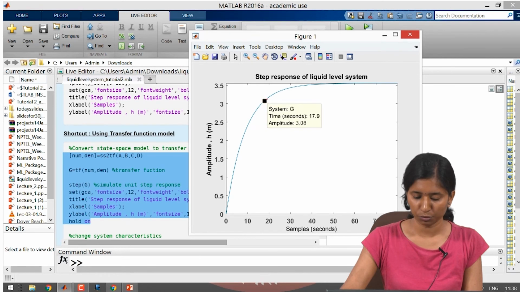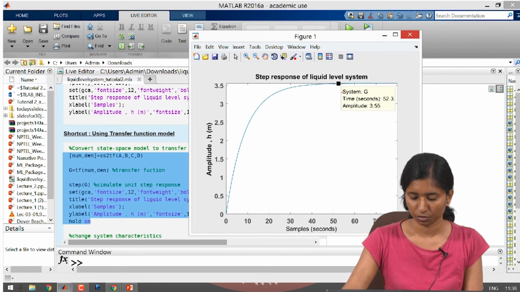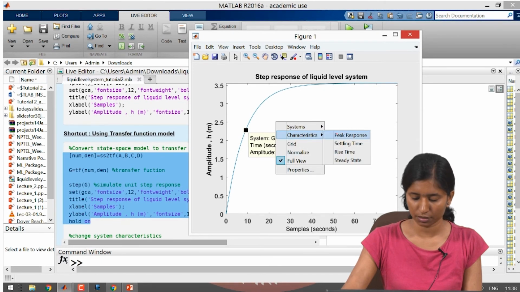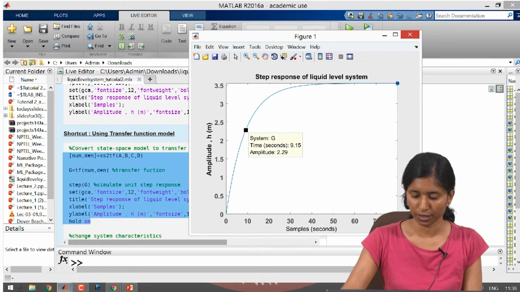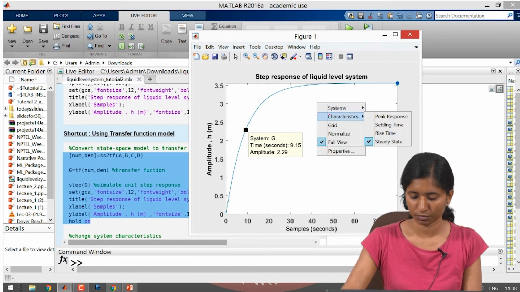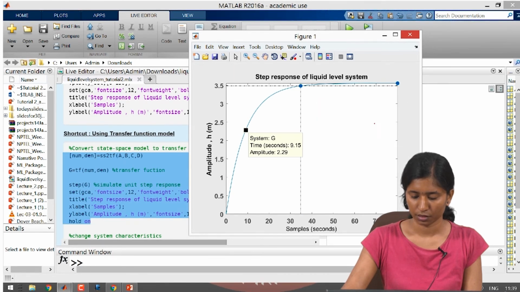I can move around and see the value of the height for different times. As time becomes very large, the system has reached steady state. I can show you the system characteristics, that is the steady state value shown here, final value as 3.56. This is my settling time, 34.8, which is the same as I obtained previously.